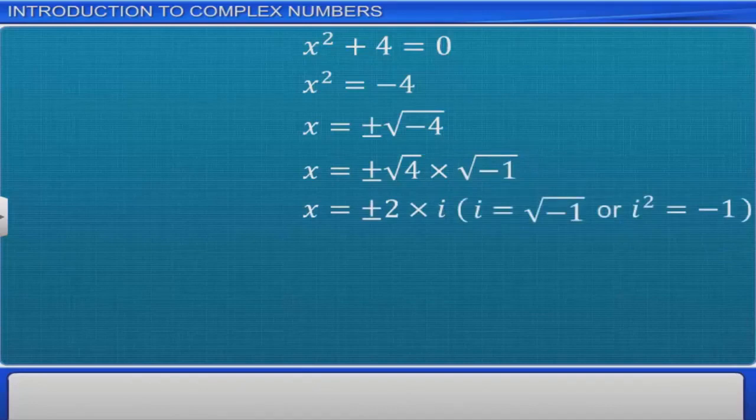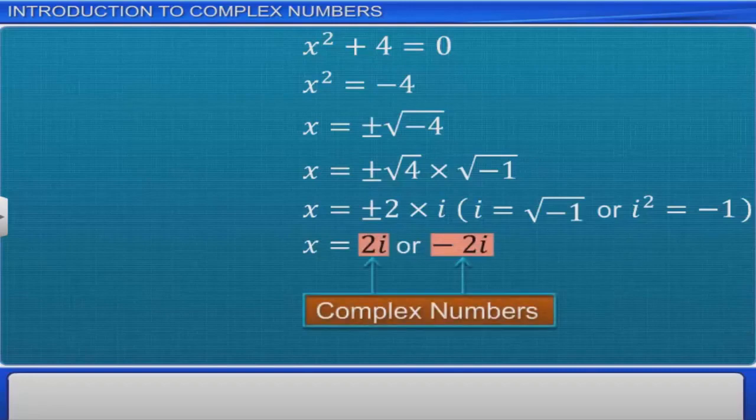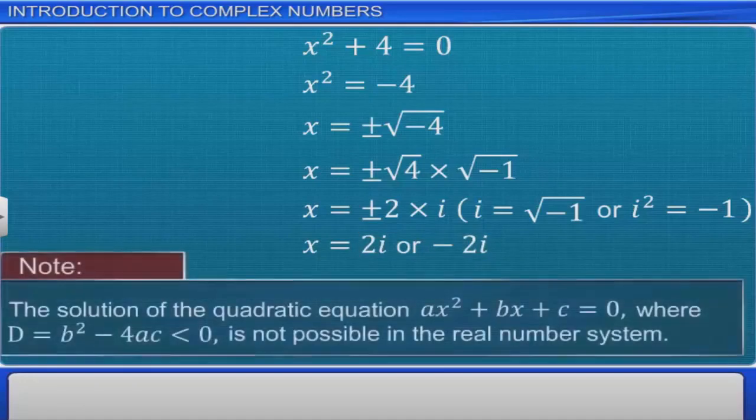Therefore, the solutions of the quadratic equation are plus or minus 2i. Remember not to confuse i with a variable. These numbers are called complex numbers. The solution of the quadratic equation ax squared plus bx plus c equal to 0, where the discriminant D is negative, is not possible in the system of real numbers. Such equations will always have complex roots.